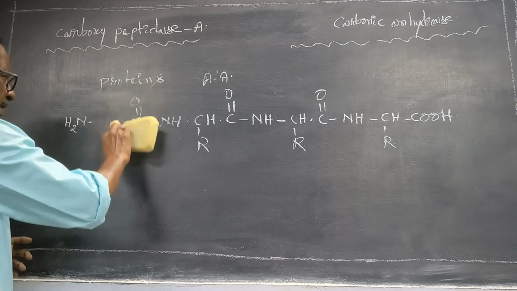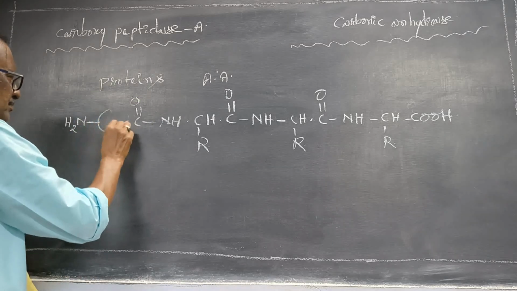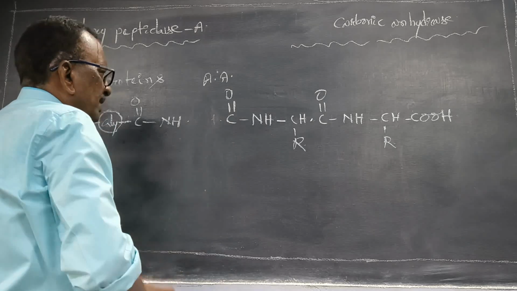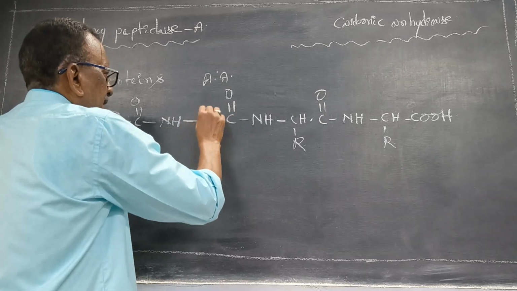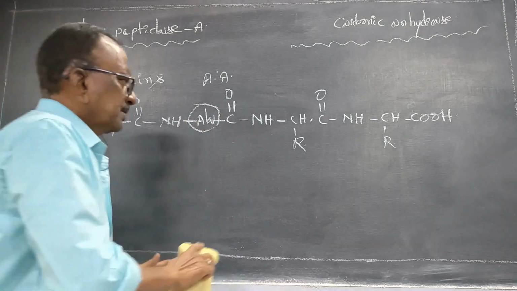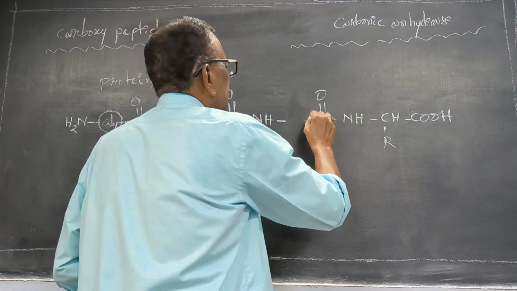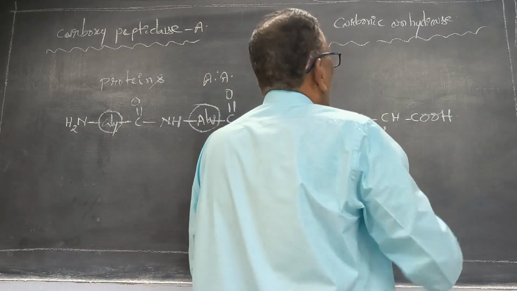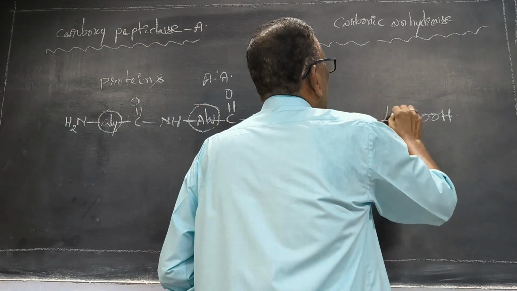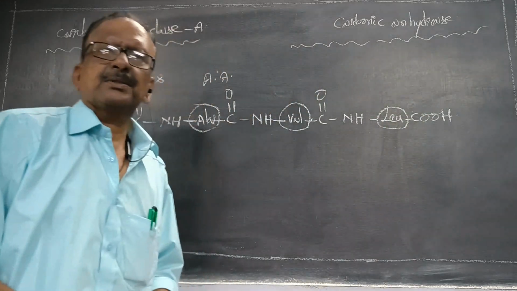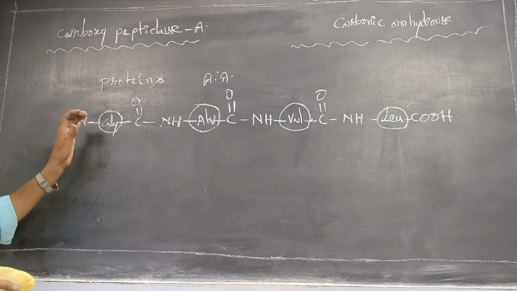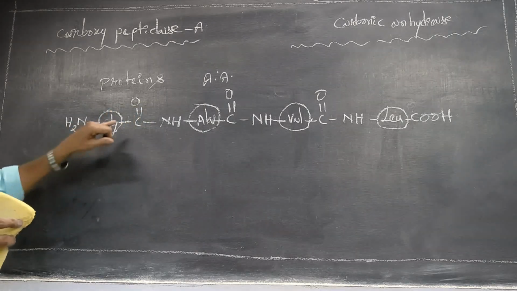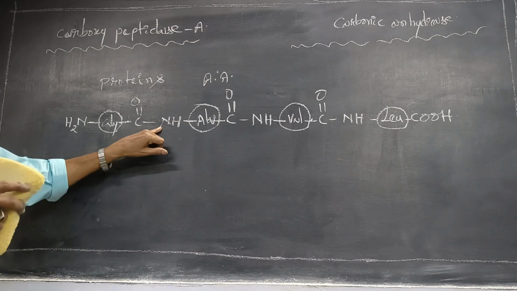Now, instead of R, let me write Gly, that is glycine. Let us replace another one by alanine, Ala. Replace another one, say valine, and another one, say leucine, like that. When these amino acids combine with one another by losing one water molecule, they get linked with this CONH peptide bond or peptide linkage.